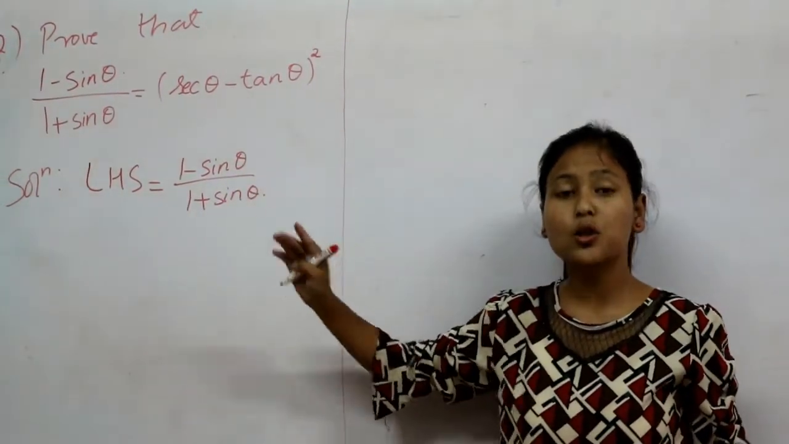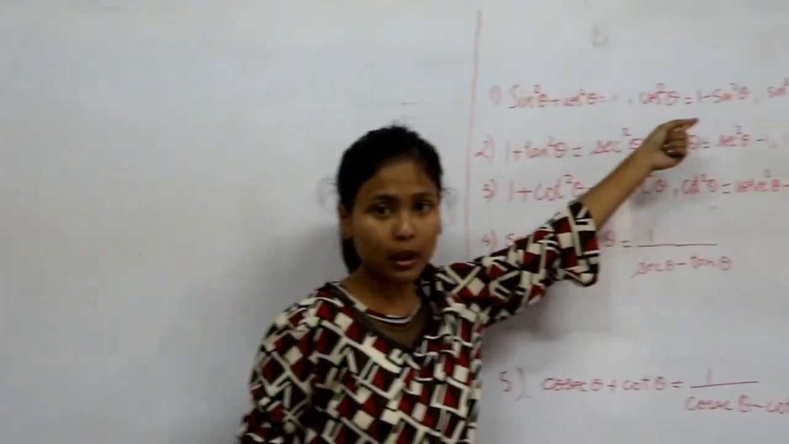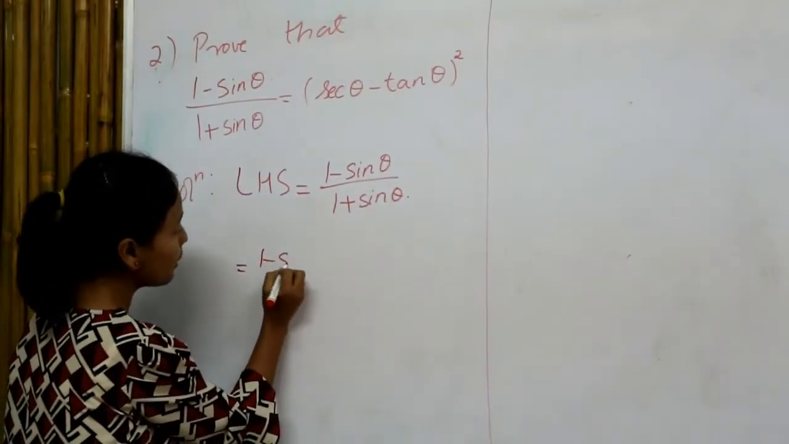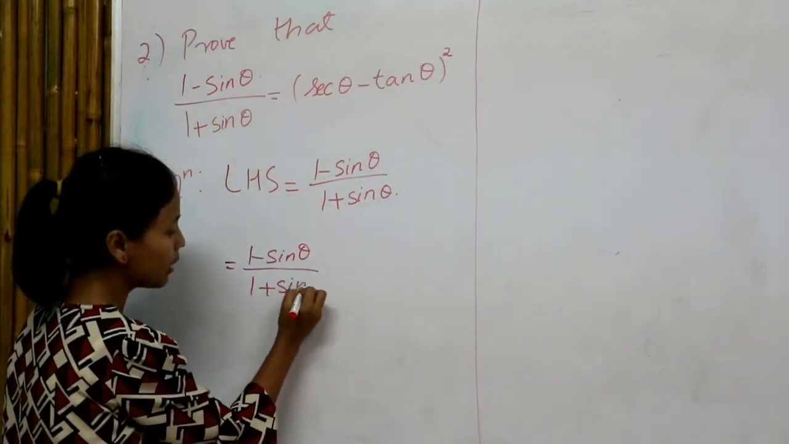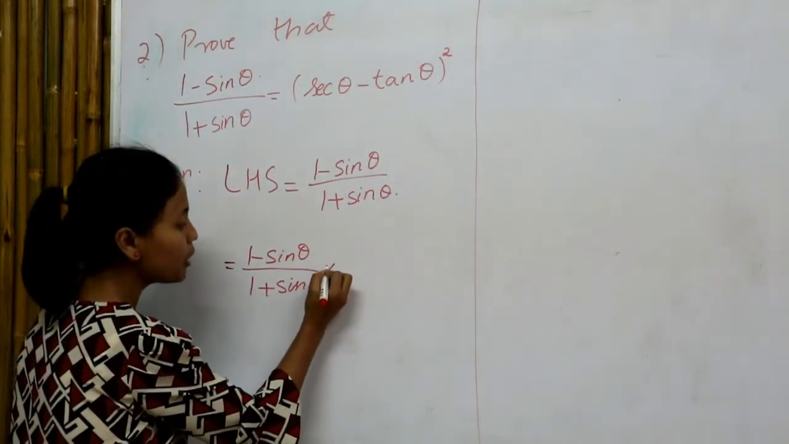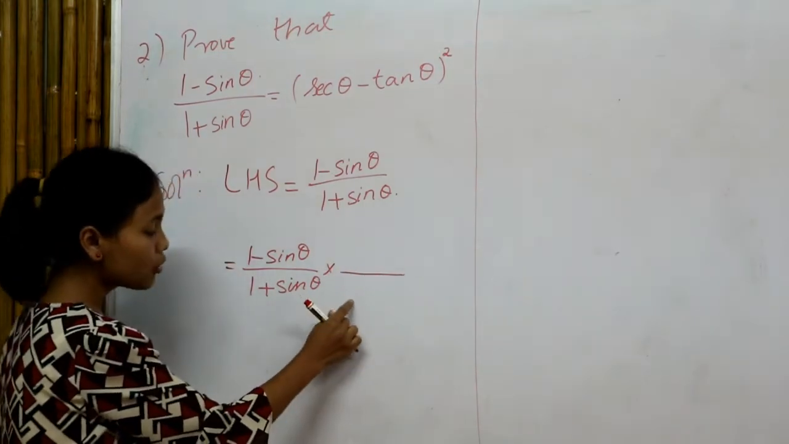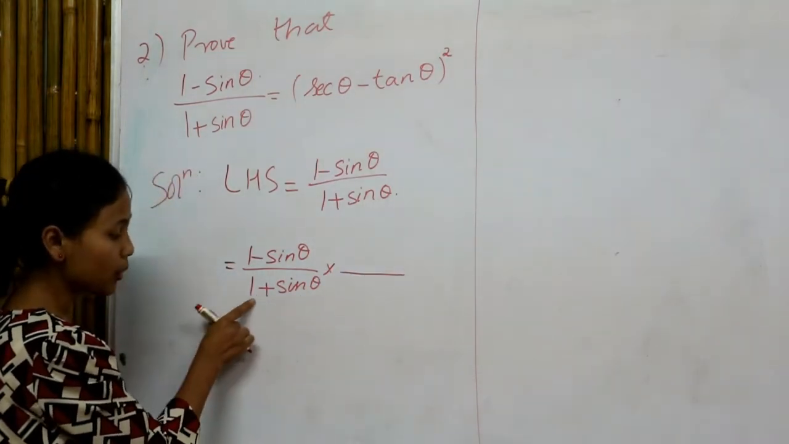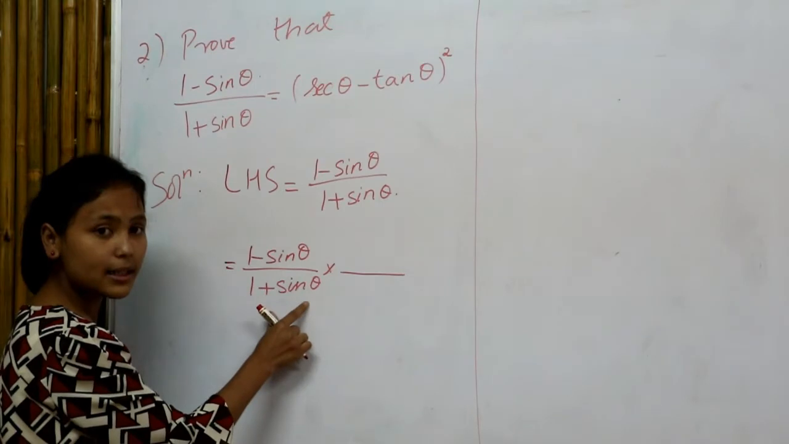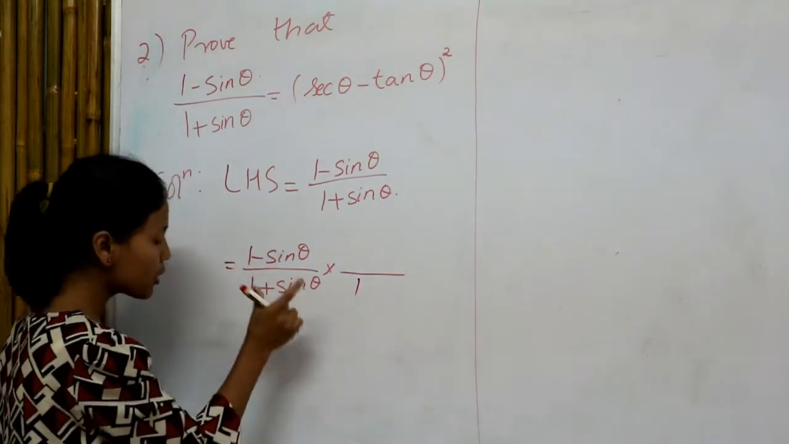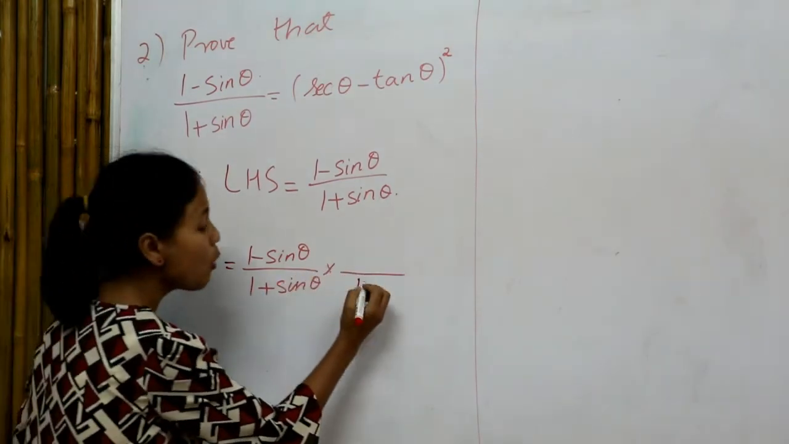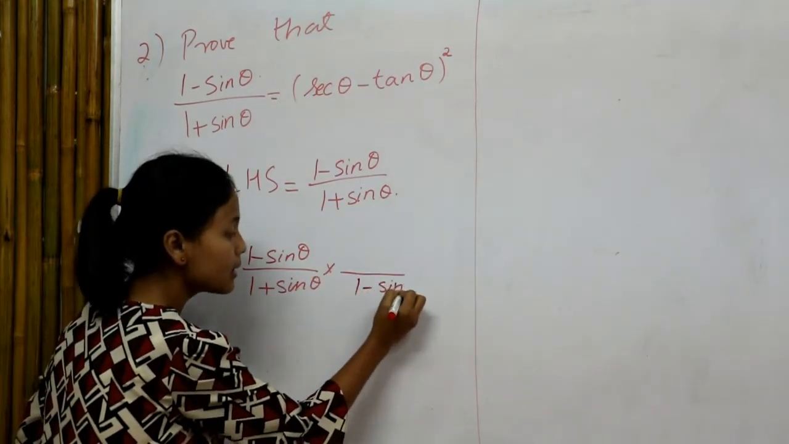There is no square, so we cannot apply this formula. Okay, now in the next step, you write (1 minus sine theta) by (1 plus sine theta). You multiply both numerator and denominator by the conjugate of this one. What is the conjugate of 1 minus sine theta? The conjugate of 1 minus sine theta is 1 plus sine theta. The conjugate of 1 plus sine theta is 1 minus sine theta.